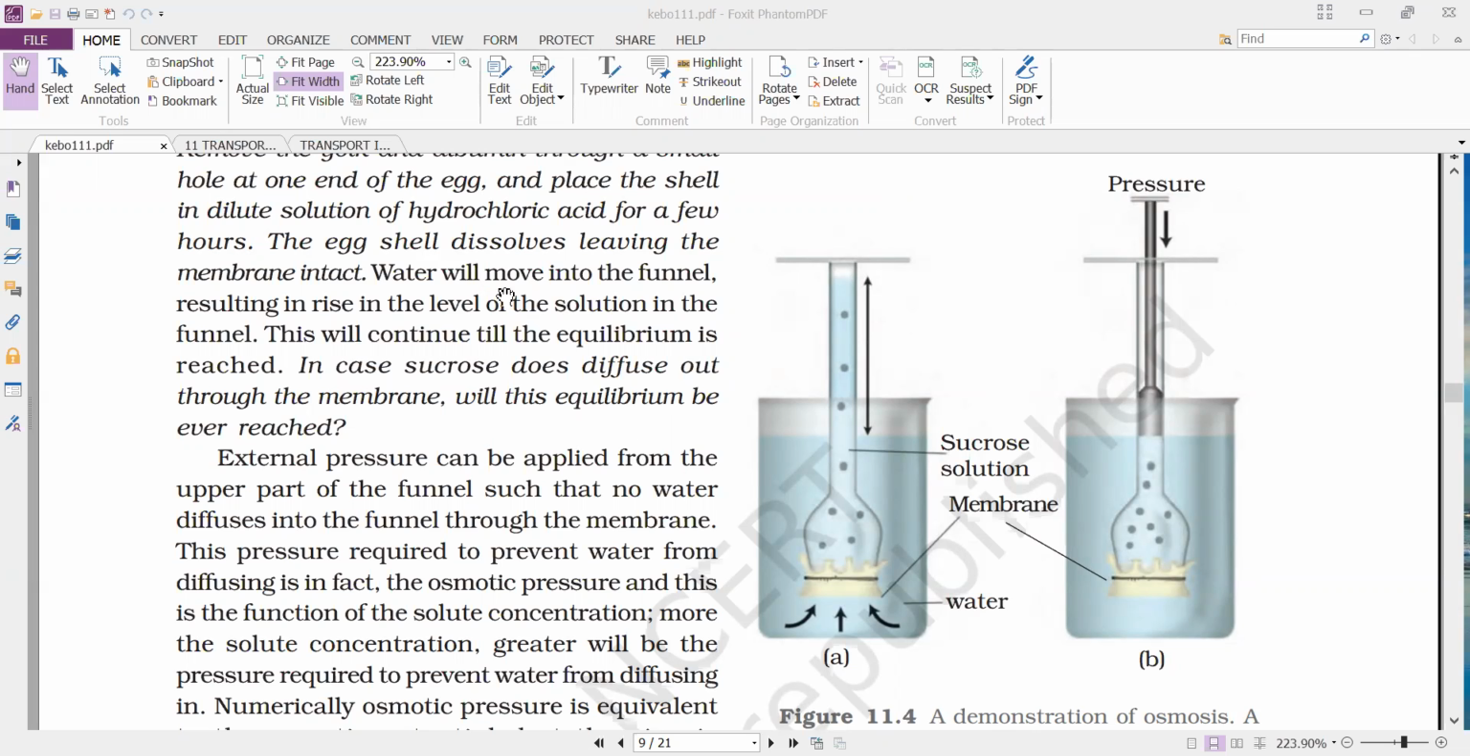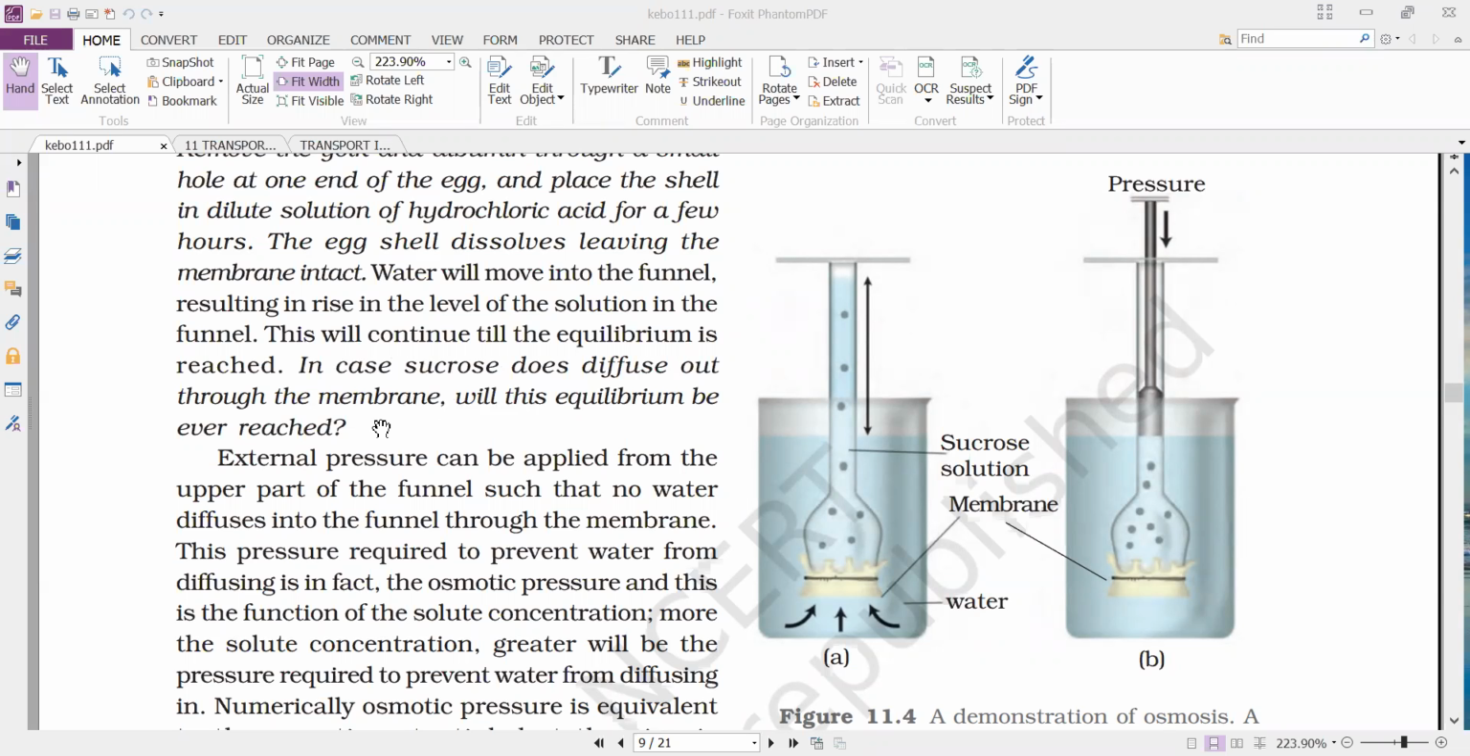Because water will move into the funnel, resulting in a rise in the level of solution in the funnel. This will continue till equilibrium is reached. Till equilibrium is reached, this process will continue. But will equilibrium be attained? No. In case sugar does not diffuse out through the membrane, will this equilibrium ever be reached?